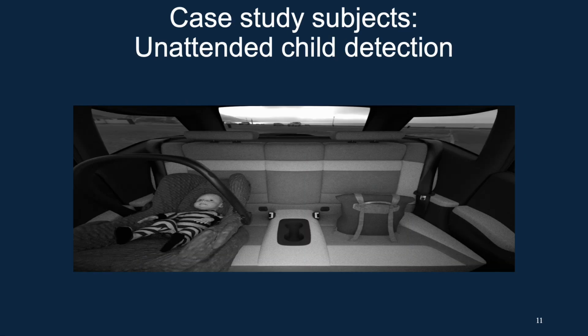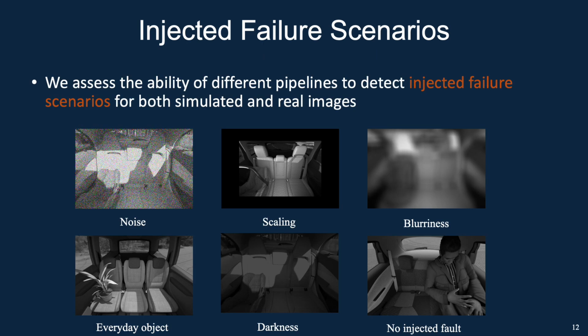We use an unattended child detection case study from our partner RE Sensing, which is a DNN that detects whether a child is left unattended in the backseat of the car. To evaluate the ability of our pipelines to generate clusters that represent failures of the DNN, we need to know which root causes of failures are present in the dataset. We modify a subset of images by injecting features corresponding to a failure scenario. For instance, we add noise to the image, or we add an everyday object in the backseat of the car.